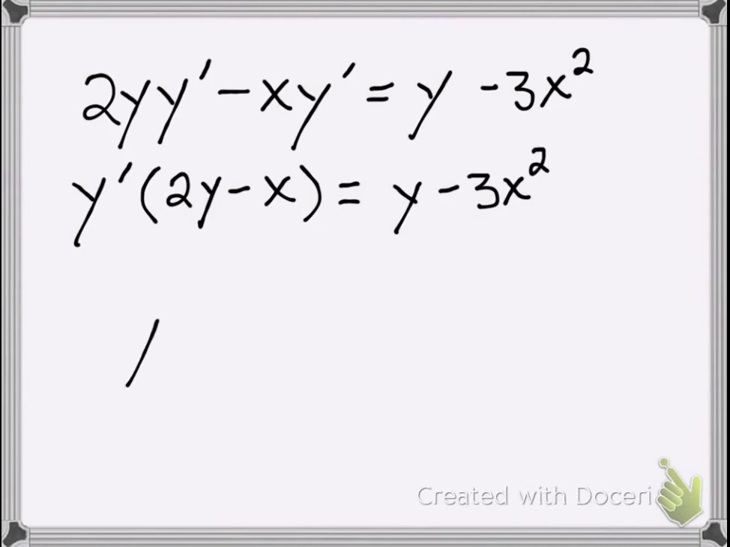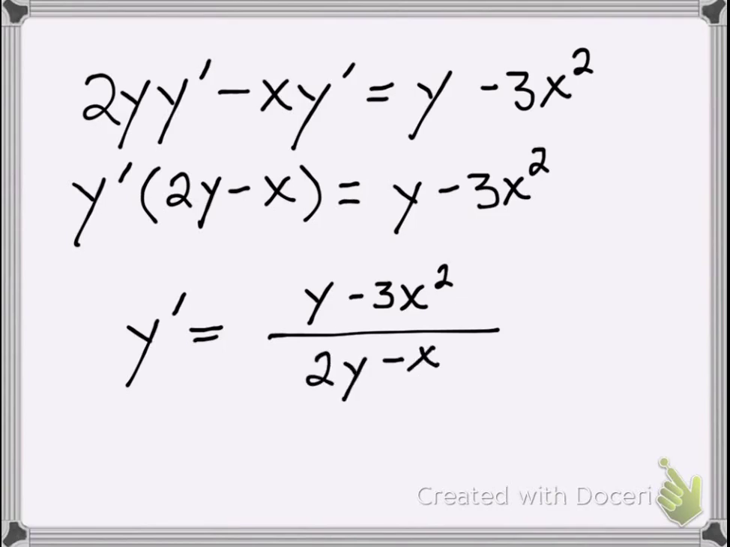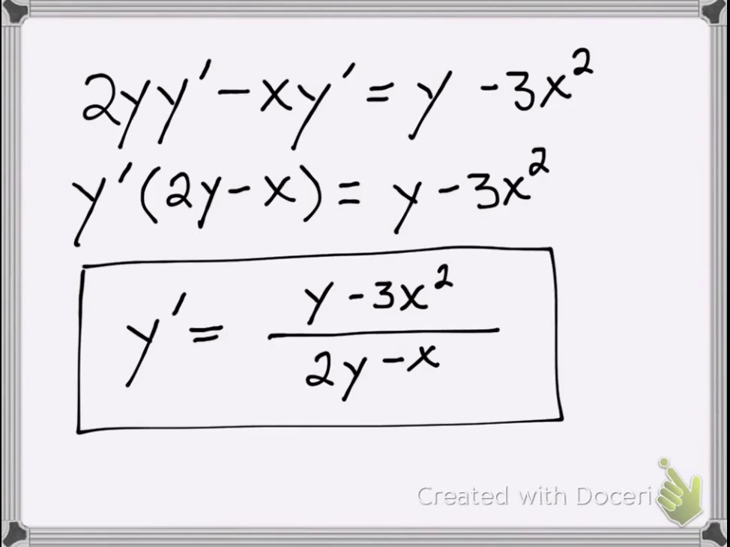So we get y prime is equal to, it's going to be a fraction. Our numerator is going to be y minus 3x squared. And then our denominator will be 2y minus x. And that is it. That is the solution to our problem.